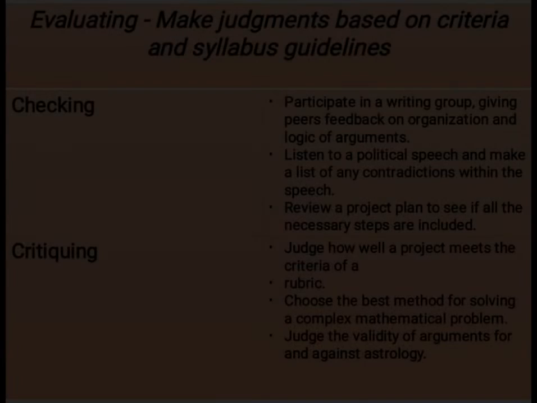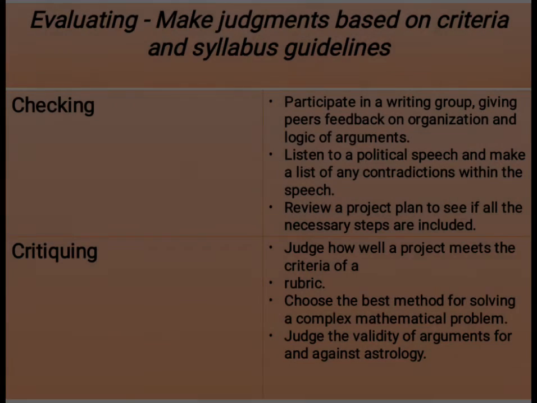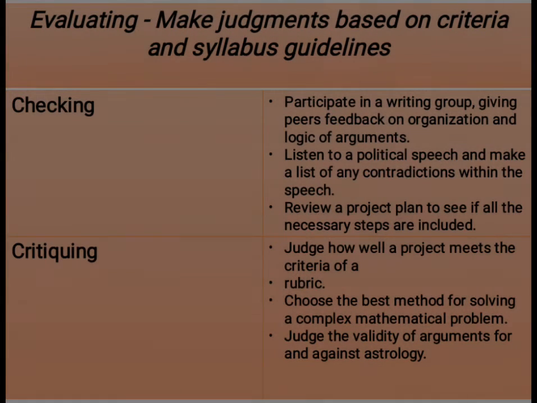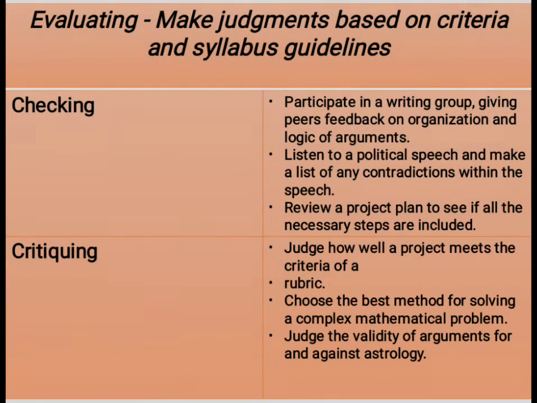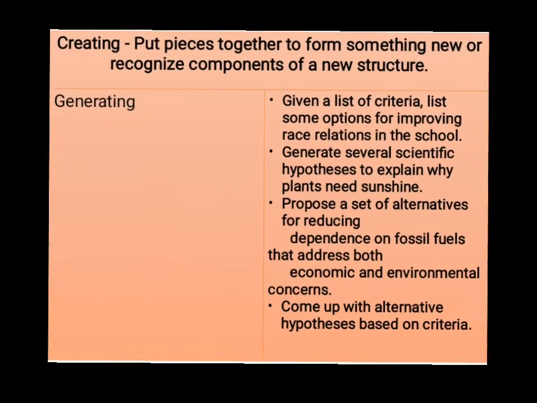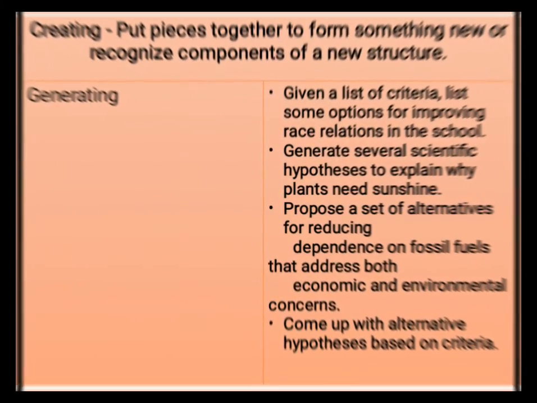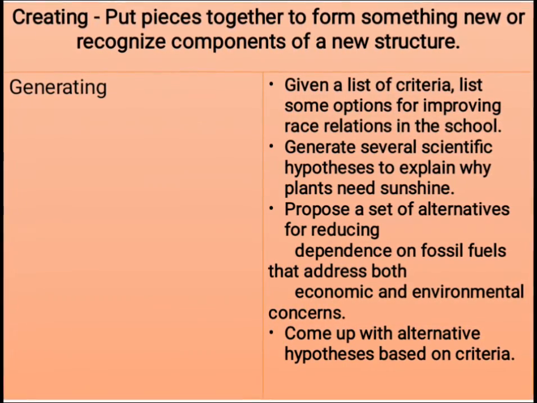Evaluating: make judgments based on criteria and standards. Checking: participate in a writing group, giving feedback on organization and logic of argument. Critiquing: judge how well a project meets the criteria of a rubric. Creating: put elements together to form something new, reorganizing components into a new structure. Generating: given a list of criteria, list some options for improving race relations in a school.